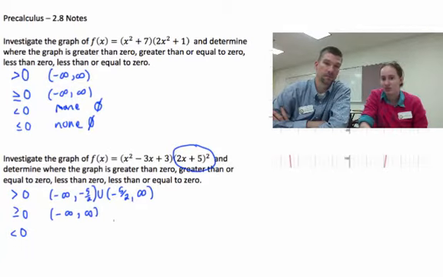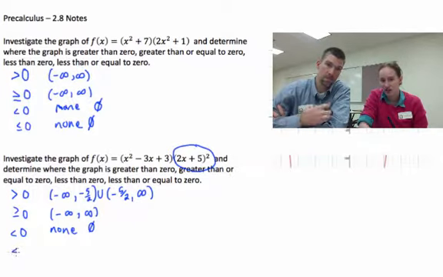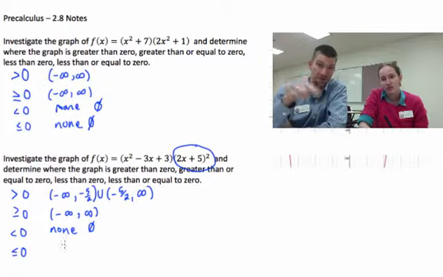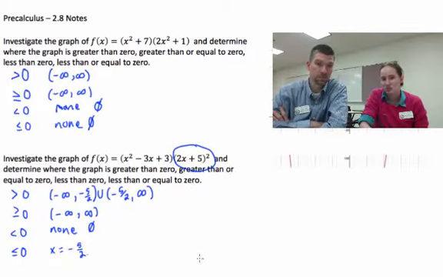Less than 0. Nothing is less than 0 because we have this 0 here, but nothing is underneath our x-axis. So none, or you could say the empty set, and then less than or equal to 0. Negative 5 halves. Only negative 5 halves. So that'd be like an x equals negative 5 halves kind of situation. That's the only value that's less than or equal to 0 because that's the only value that's equal to 0. Yes.